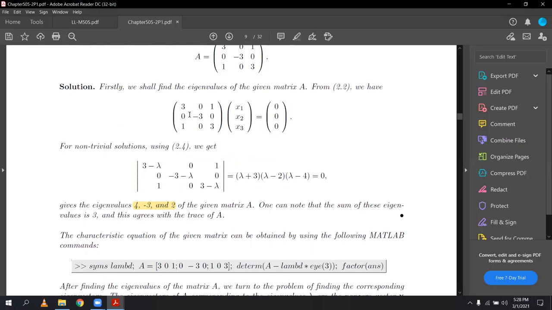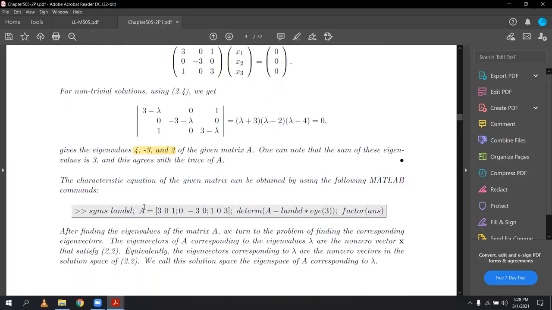What is the trace? The trace of A is what? 3. And the sum of the eigenvalues is 3. So alhamdulillah, it is okay, our eigenvalues are correct. No need to check another way. So we have 3 eigenvalues. And for each eigenvalue, we can find the eigenvector here now.